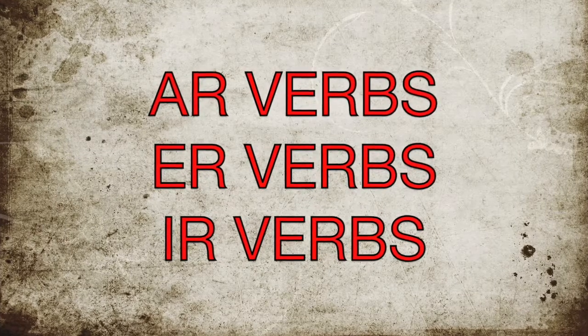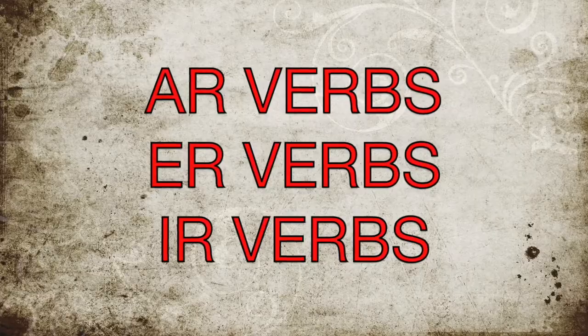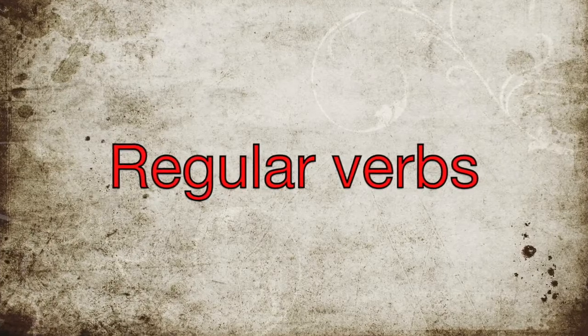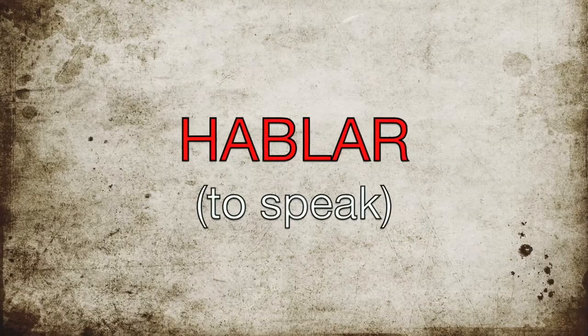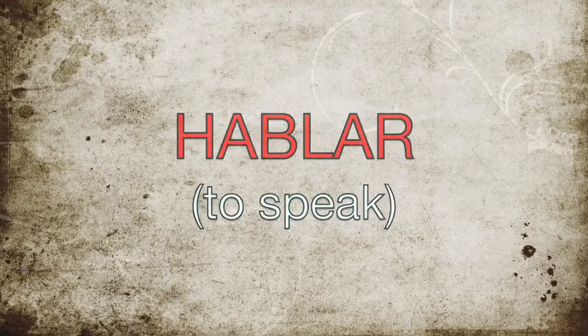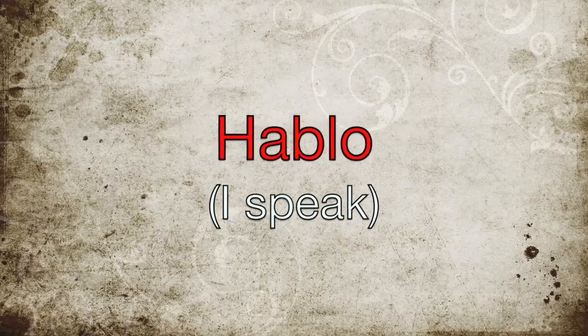Now if you watched the last episode, you will have seen that we covered AR, ER and IR verbs in the present tense. The verbs that we covered and the examples I gave were in fact regular. We called them regular verbs. This means that they adhere to normal verb patterns. For example, we know now that hablar in the I form must be hablo because it's regular.